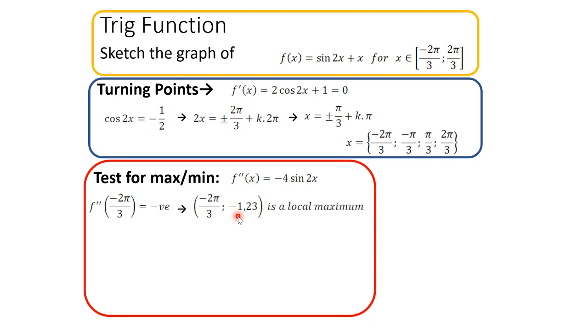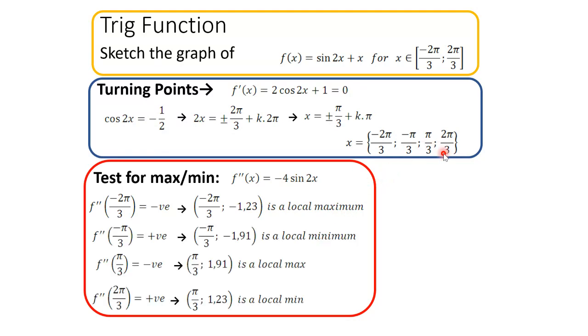So I sub it into my original to get the y value. Okay, second derivative negative, comes from an unhappy place, therefore maximum medication required. And I do exactly the same thing for each of those remaining points. Okay, so I've got maximum, minimum, maximum, minimum. And I'm now ready to sketch and plot those points.